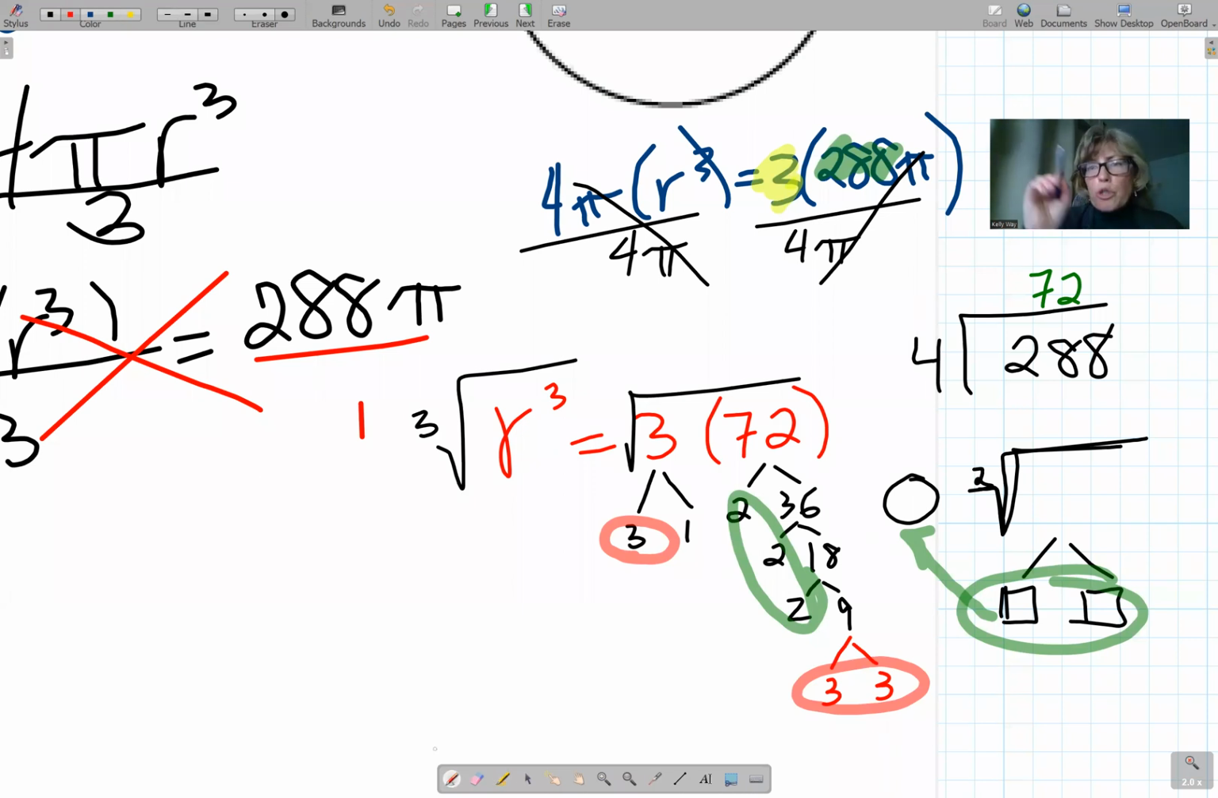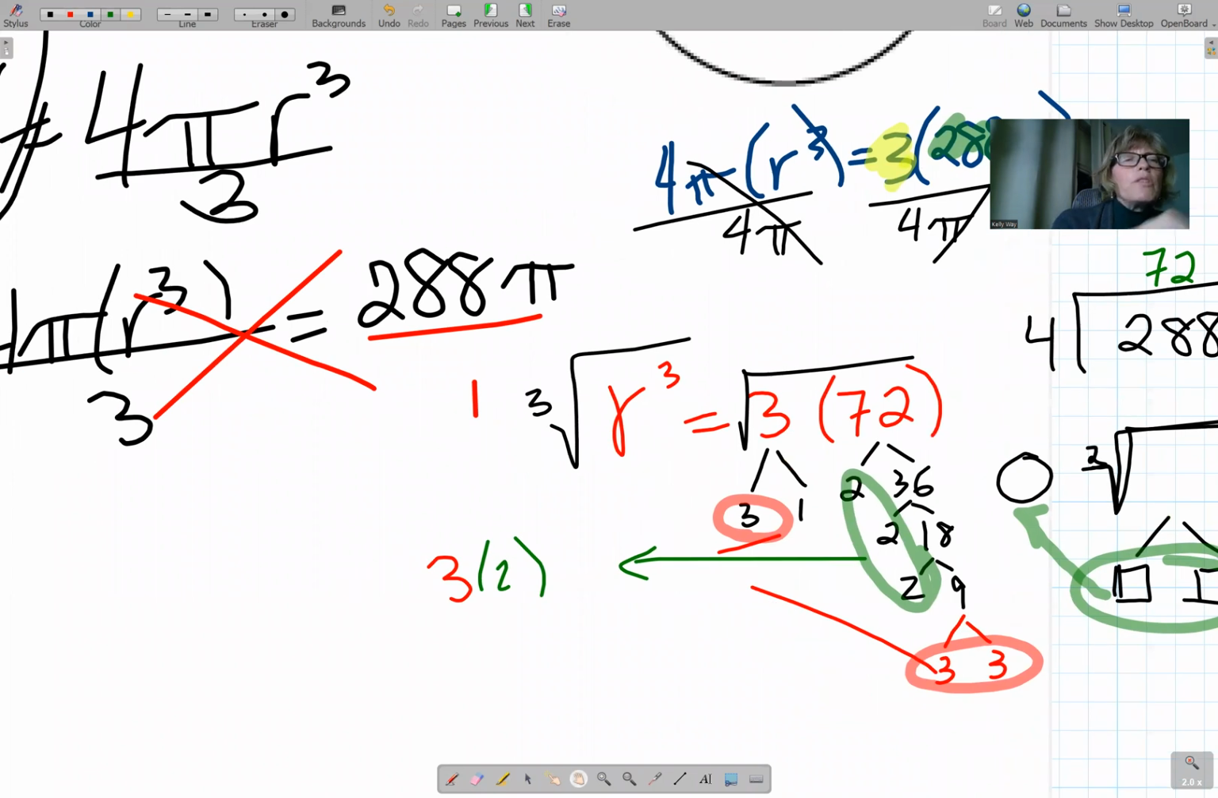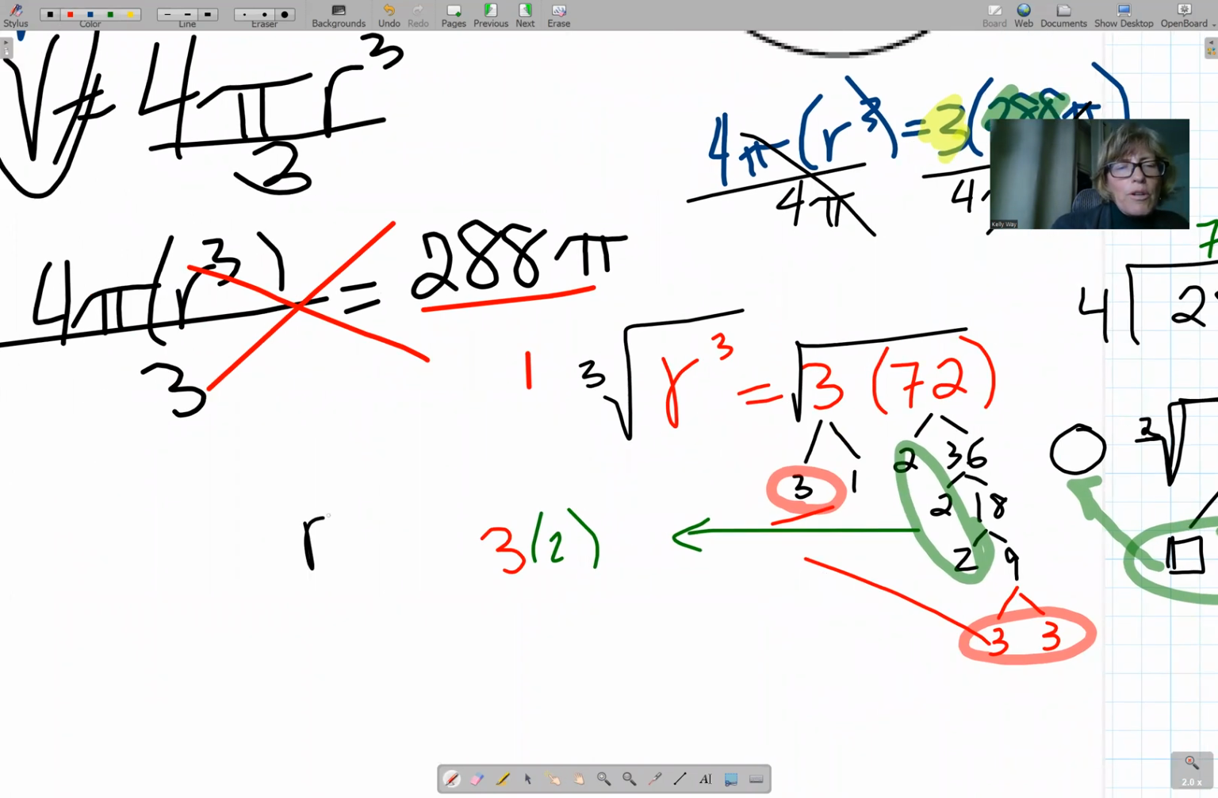So in square roots, you bring out the pairs. In cube roots, you bring out the triplets. And I have a triplet of 3s, so 1 comes out. And I have a triplet of 2s, so that comes out. So just to keep track of what we're doing, the cube root of the radius here is going to be 6.